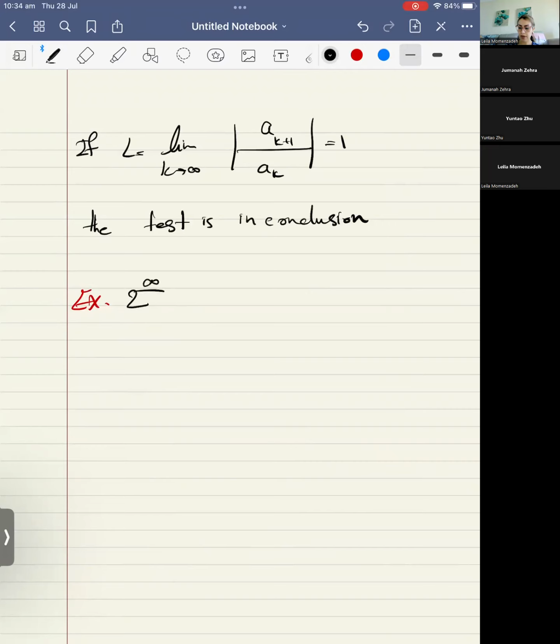the summation k equal 1 to infinity of k over 2 to the power k. If I want to write the answer, it is equal to 1 over 2 plus 2 over 2 squared plus 3 over 2 cubed plus so on. Okay, now I want to check with the ratio test. Let's apply the ratio test.